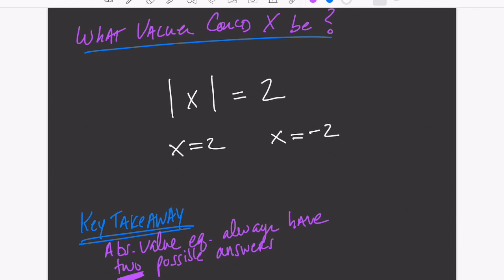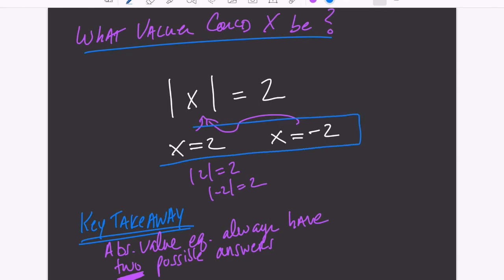Because if we took a 2 and we placed it inside the absolute value signs, we'd get 2. But if we put a negative 2 in there, it would also come out as 2, right? The absolute value of 2 is 2. But the absolute value of negative 2 is also positive 2. So in this case, we have 2 solutions. x could be 2 or x could be negative 2.